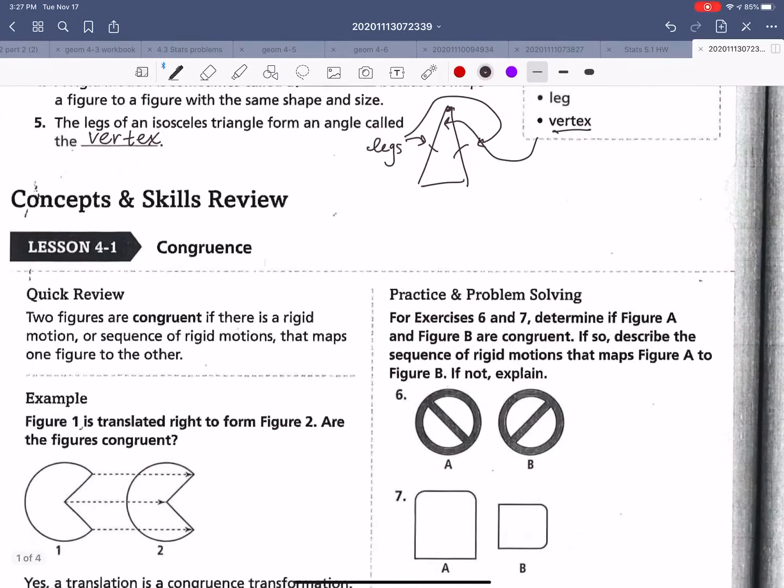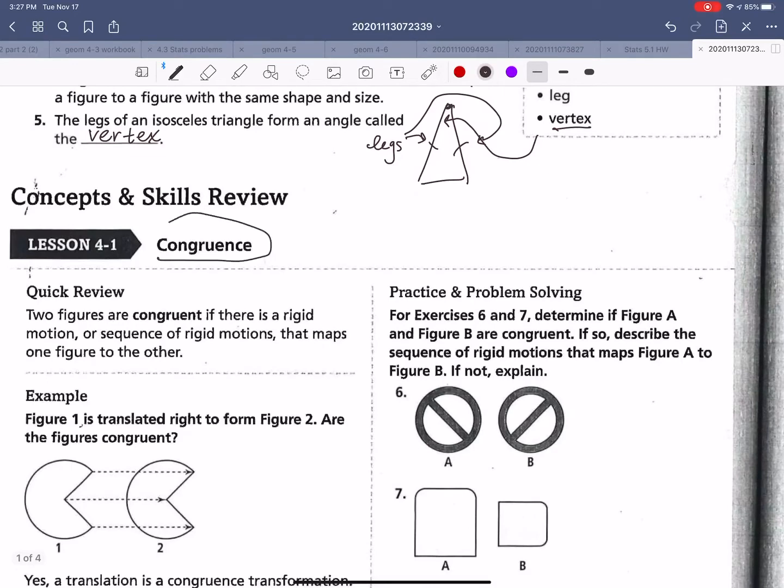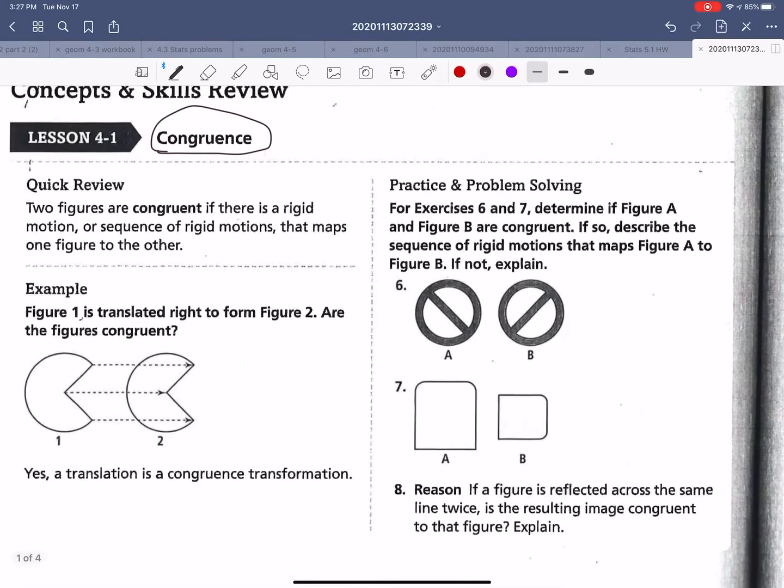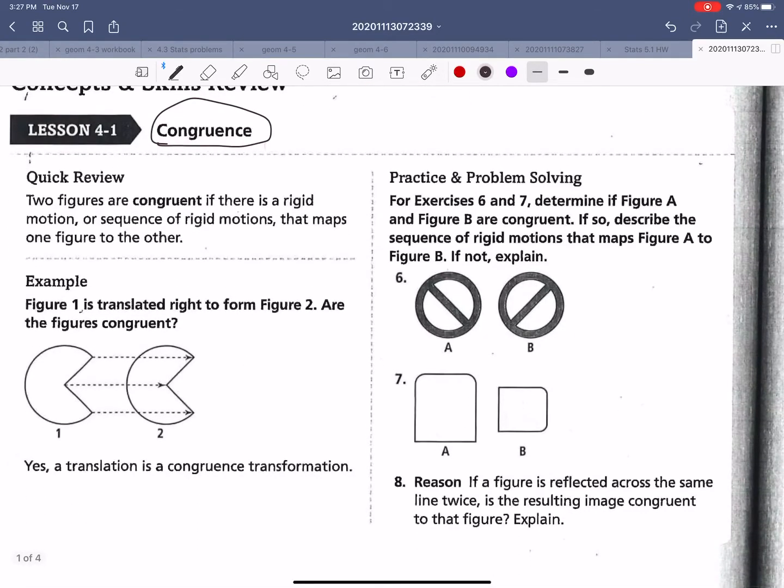All right, now let's review 4.1. It was this basic idea of congruence. So this kind of comes up the whole chapter. So it says two figures are congruent if rigid motion or a sequence of rigid motions would map one object on top of the other. So we're noticing here with this kind of a Pac-Man shape that if I translated this right a certain amount, it would land right on top of this one. And so that could be proof that yes, by translation, they are congruent. So that would mean this is a congruence transformation. That's the definition of that word.